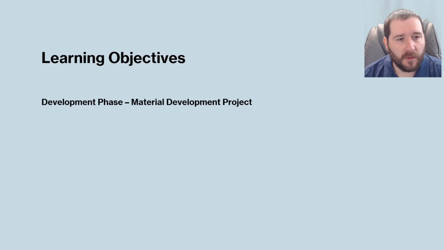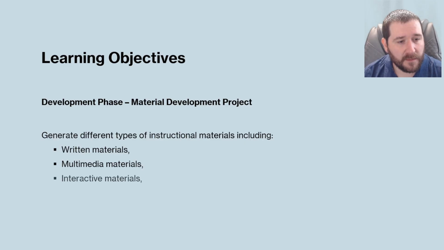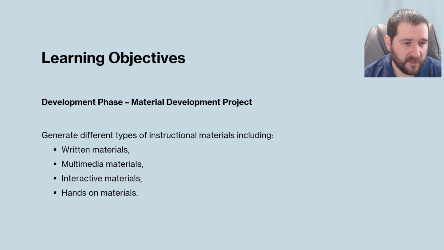In our third module, when we're talking development, we're going to develop some learning materials for a project. In this course, we're going to generate different types of instructional materials. We're going to take a look at all these different types of materials: written materials, multimedia materials, interactive materials, and hands-on materials. We're going to spend a week looking at each of those, and that'll culminate in a project where you're going to design one of those types of instructional materials.